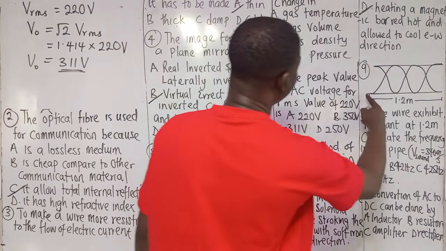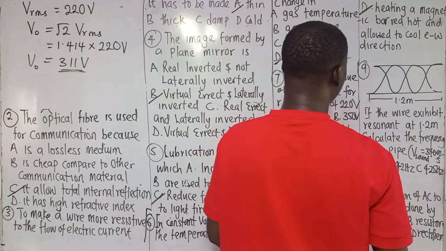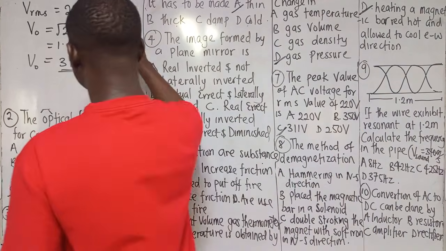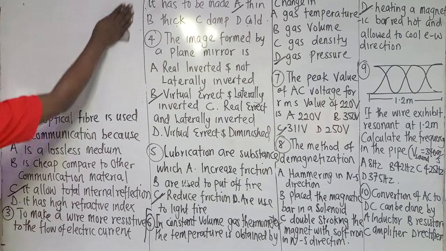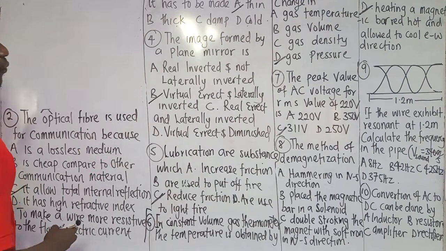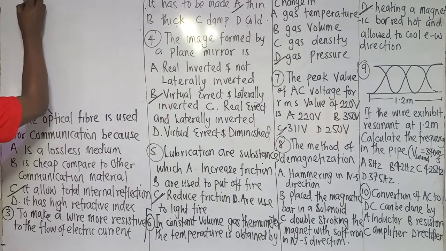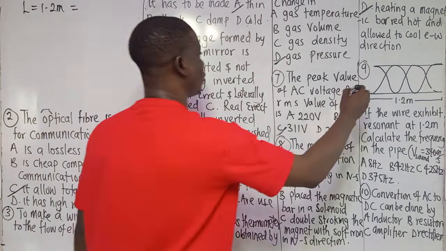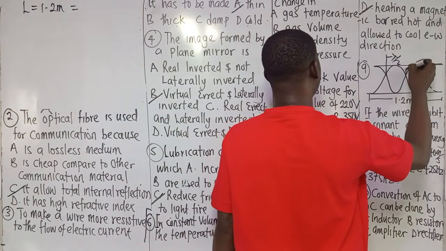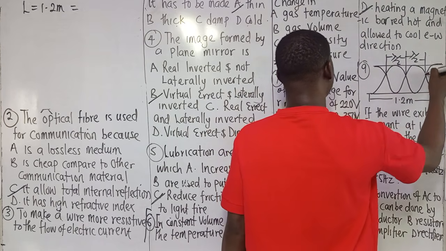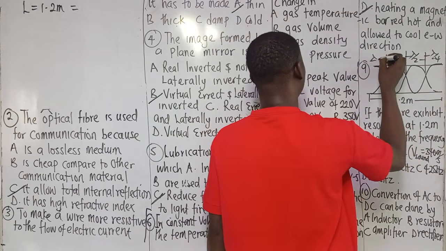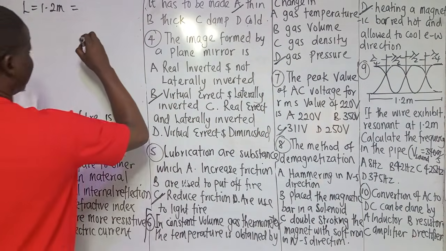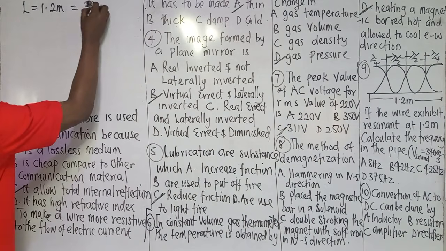They say the length of this open pipe undergoes resonance at 1.2 meters. Now, don't forget, from here to here is half, from here to here is also half, and from here to here is a quarter, from here to here is a quarter. So quarter plus quarter is half, and half plus half is 1, so you have 1 plus a half, which is 3/2.